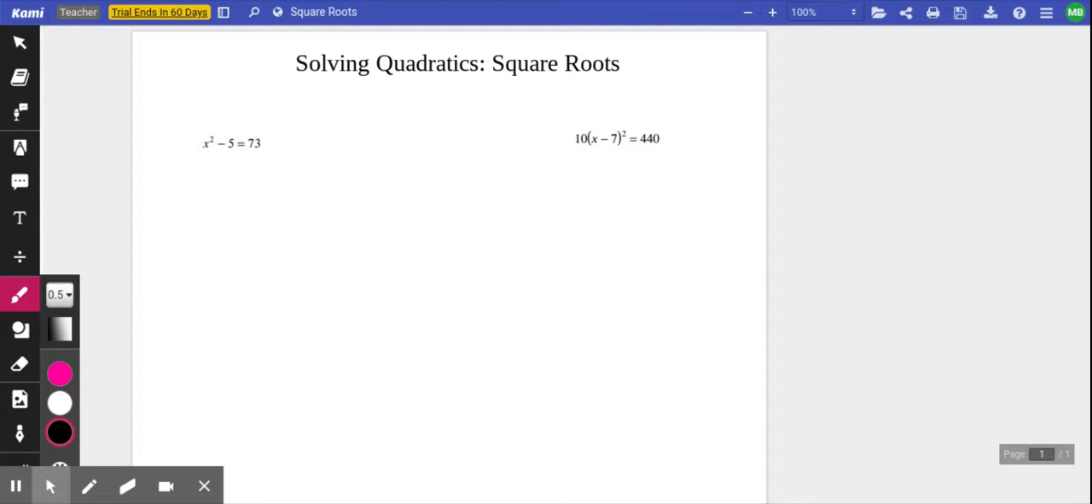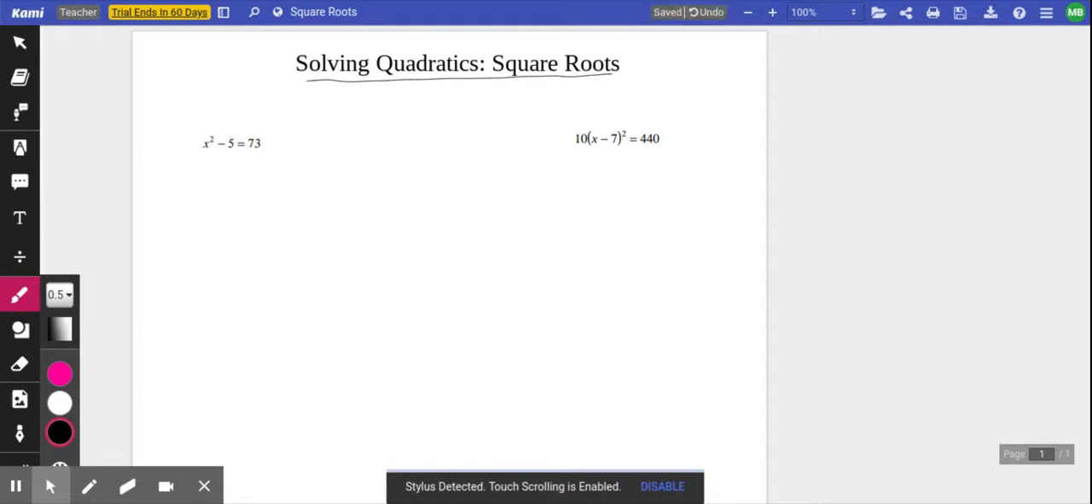We're going to talk about solving quadratics with square roots. Solving quadratics with square roots is very similar to solving a quadratic in general. It's just this time we're going to have a square that we have to get rid of using inverse operations by taking the square root.